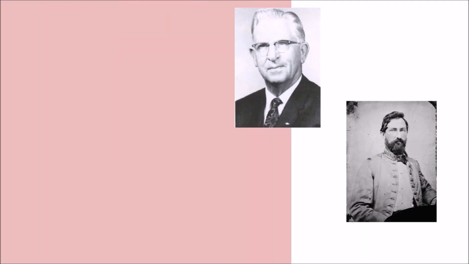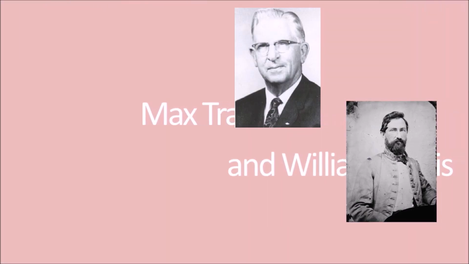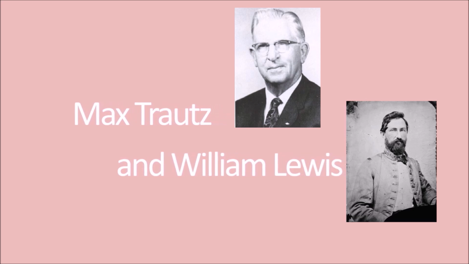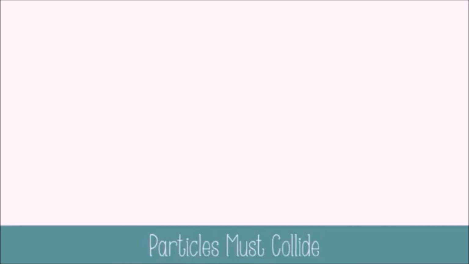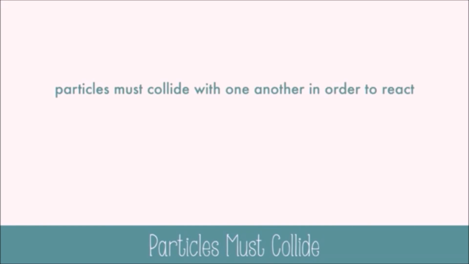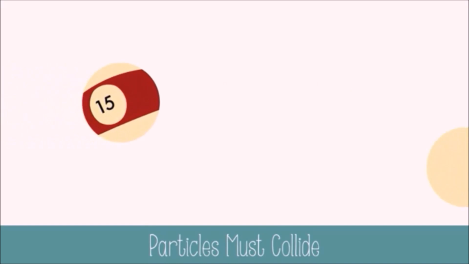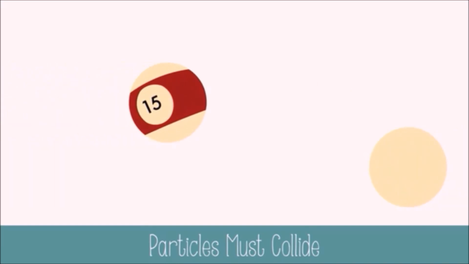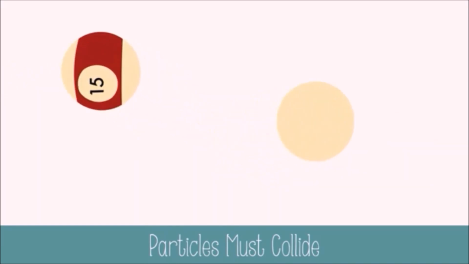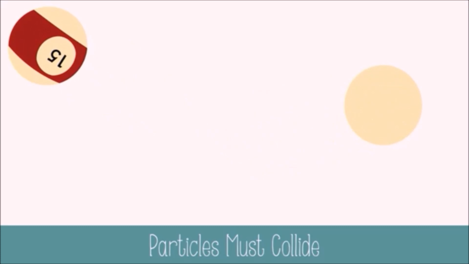To explain the different rates of reactions, Max Trautz and William Lewis came up with collision theory in the early 1900s. The first assumption of collision theory is that the particles must collide with one another in order to react. Most particles will act like billiard balls in a game of pool, and when they collide, they bounce off each other. The collision itself isn't all that's needed for a reaction to occur.